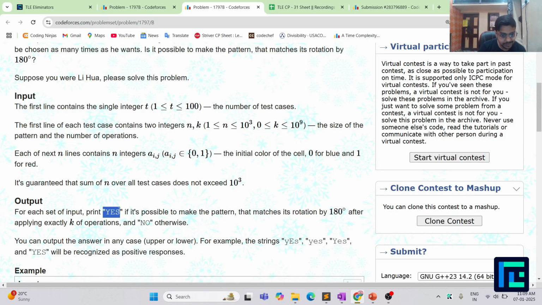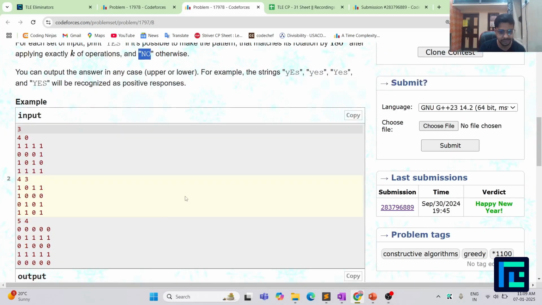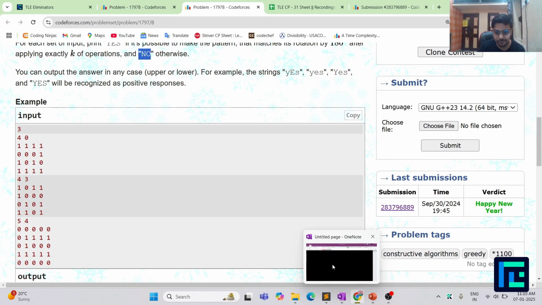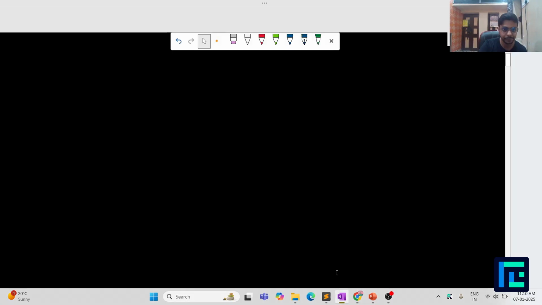You need to print yes if it is possible to make the pattern match its rotation by 180 degrees after performing exactly k operations. And if it's not possible, you have to print no. So that's the problem for you. So let's understand what the problem actually wants us to do.